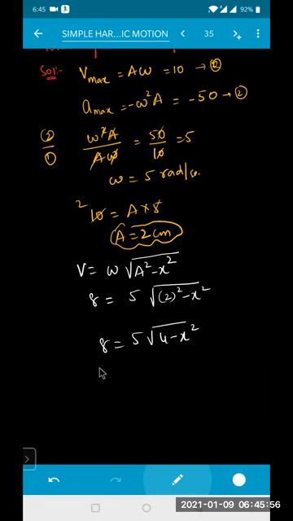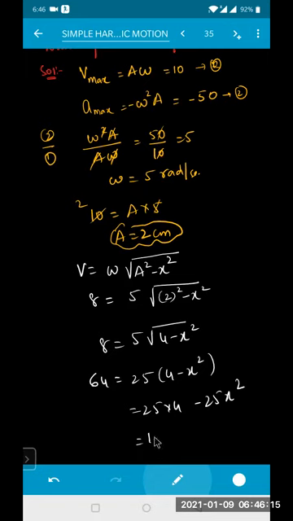Squaring on both sides, this becomes 64. 5 fives are 25, into 4 minus x square. So this will be 25 into 4 minus 25 into x square. 25 into 4 is 100. So this is 64 equals 100 minus 25 into x square.